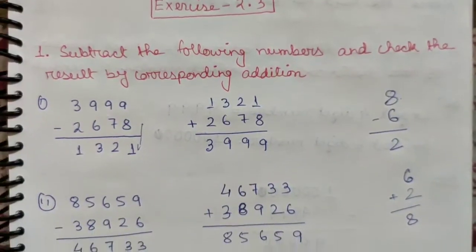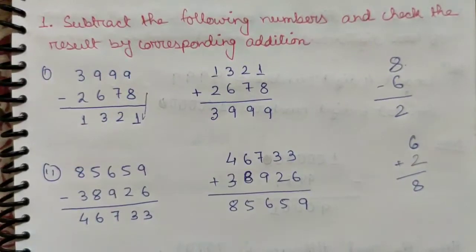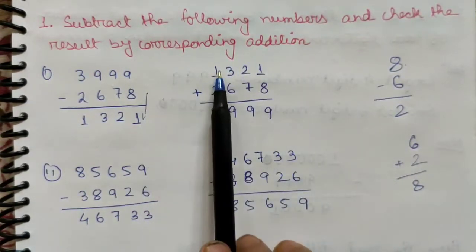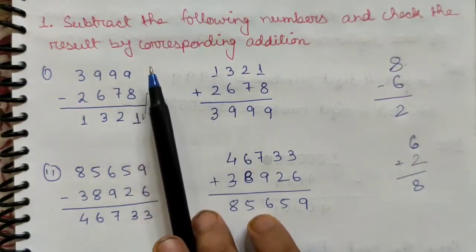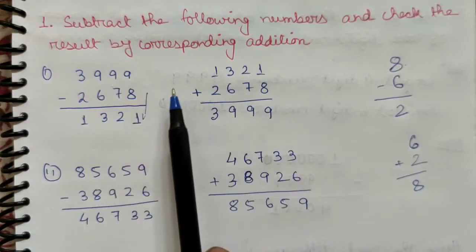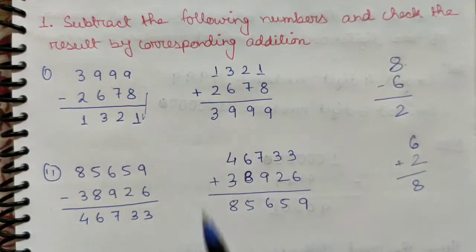Next question is: Subtract the following numbers and check the result by corresponding addition. Right. First of all, we have to subtract, and then we have to check the result by adding. That means with which number will we add?